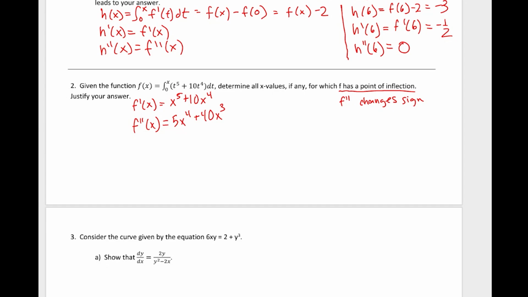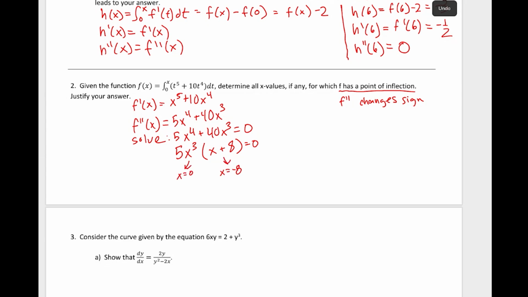And in order to make this sign chart, we're going to need to know where f double prime is 0. So we're going to solve this equation to find these subcritical points for our sign chart. Let's see, what can we factor out here? We can factor out a 5x cubed, and that would leave me with x plus 8. So we're going to have two subcritical points, one at 0 and one at -8.